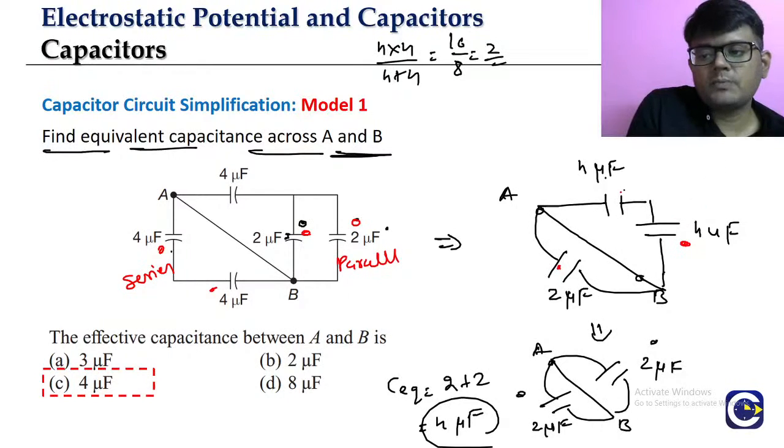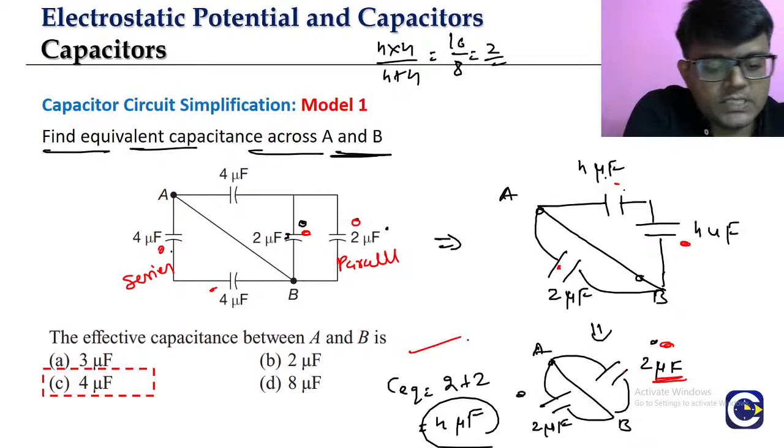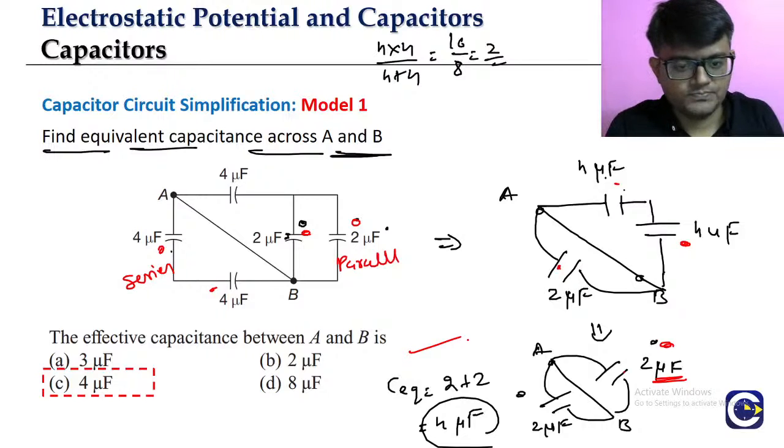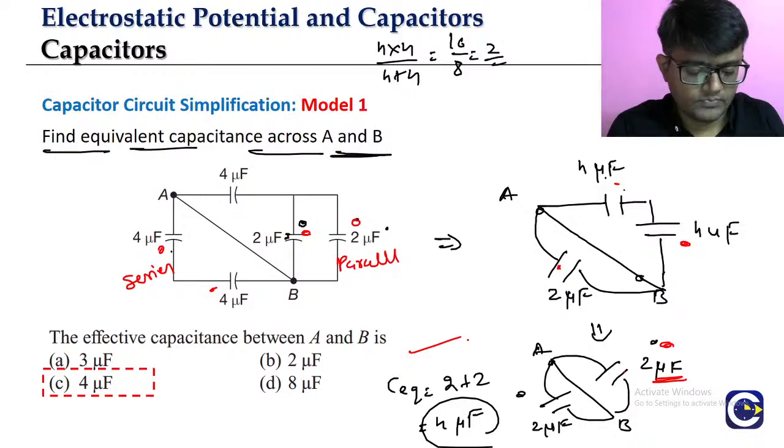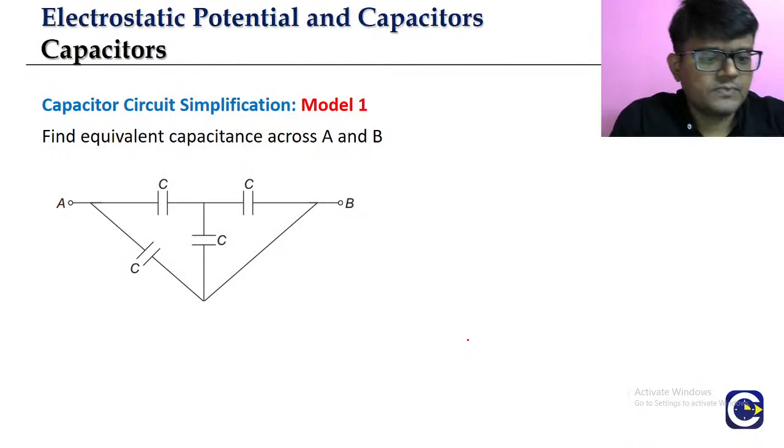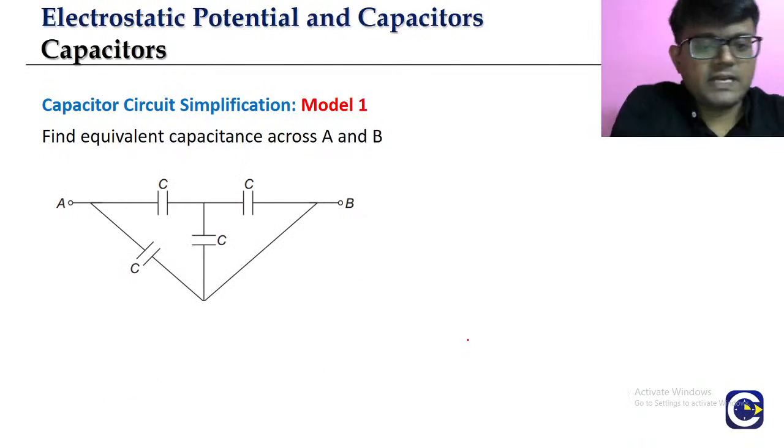Okay? So now look, 4 and 4 in series. From there we are getting what? 2 micro. So now this 2 micro and the 2 micro are what? Parallel. So what is the final equivalent? C1 plus C2, which is 2 plus 2, 4. Okay. So look at the next question.